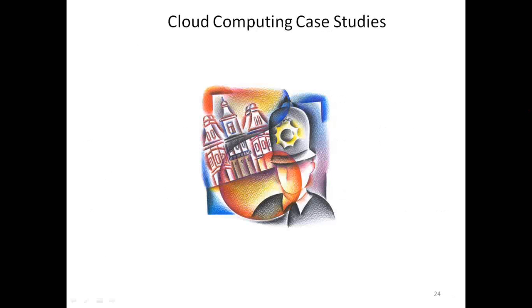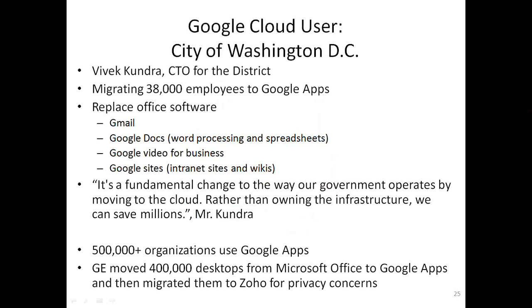Let us look at some case studies where companies have gone to cloud and made it a huge success. City of Washington, D.C., the CTO, Vivek Kundra, migrated his 38,000 employees to Google Apps. Previous to this, he was using a proprietary software to hold the employee data. He replaced this Office software with Google Docs, Google Video, and Gmail. This has made a fundamental change to the way his government had operated. It had saved him many millions of dollars. Now he is part of Force.com.